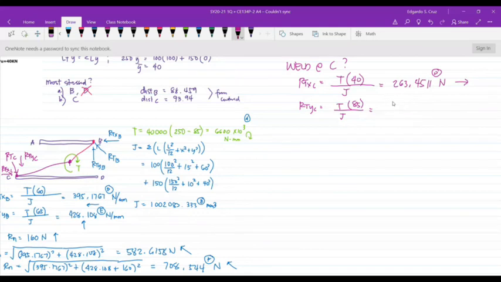So we got here 559.836 newtons, and that is directed downward. Okay, so let me store it sa bagong E. Okay, so yun na. So solve natin yung due to eccentric load.